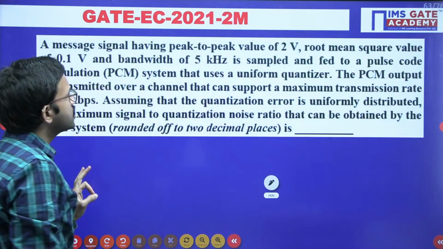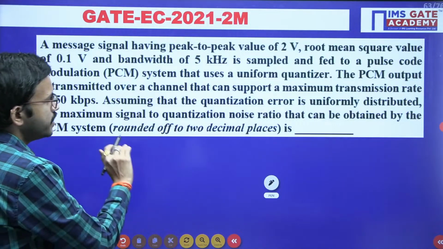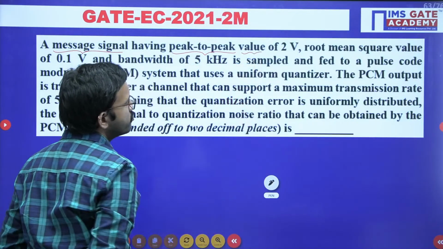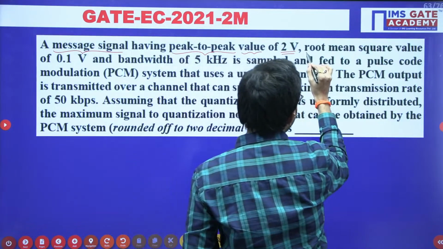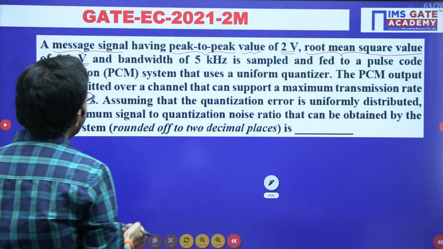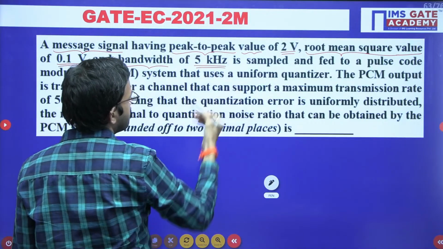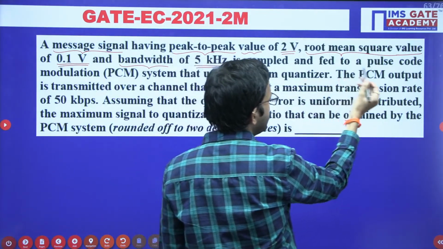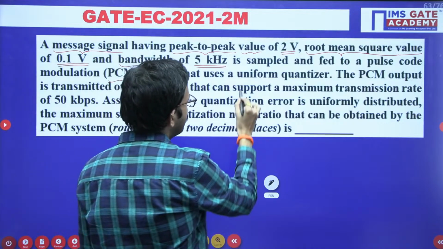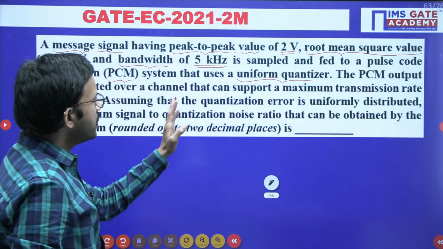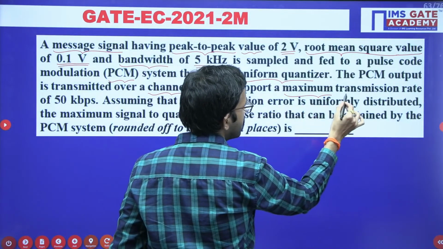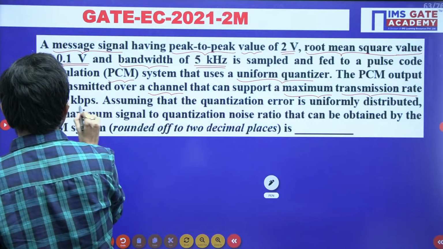This is a very interesting question which is asked in GATE EC 2021 for 2 marks. First, let us read the question. You are having a message signal which is having the peak to peak value of 2 volts, and the corresponding root mean square value, so that means RMS value, 0.1 volt, and bandwidth of the message signal 5 kHz, and then it is sampled. After that, it is given to a pulse code modulation PCM system that uses a uniform quantizer. The PCM output is transmitted over a channel that can support a maximum transmission rate of 50 kbps.